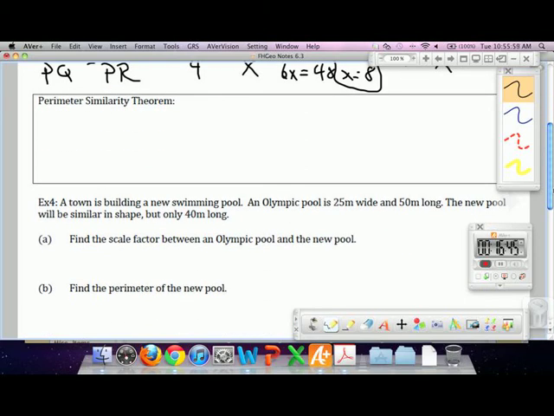I'm going to bypass this story problem, so we'll skip this for here. I believe there's an example in the book that's very similar to this.